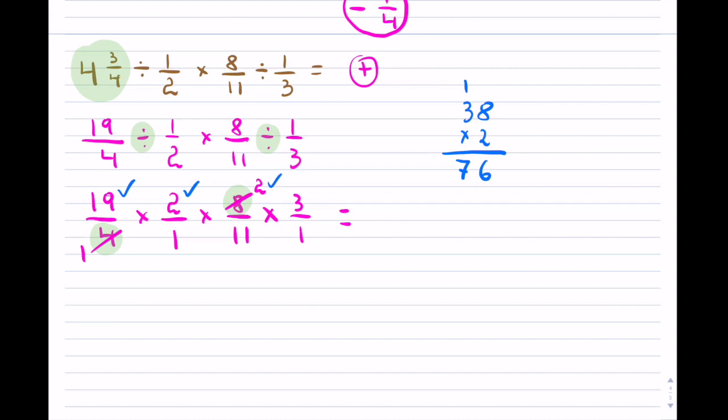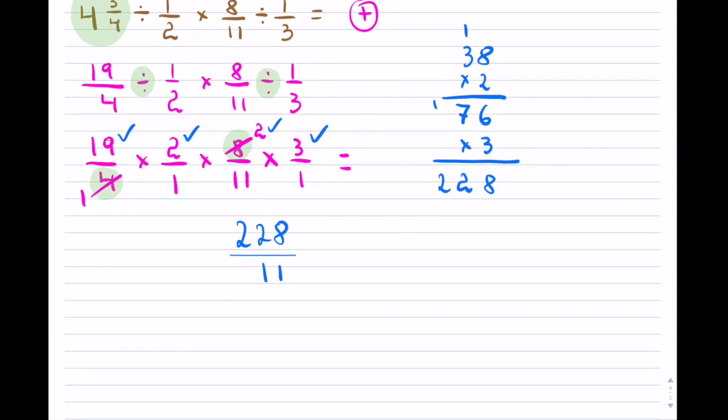And now finally, I have to multiply by 3. So 3 times 6 is 18, carry 1. 3 times 7 is 21, plus the 1 is 22. So my answer is 228 all over 11. So now this becomes, of course, positive. And if you like, you can change this to a mixed number. Sometimes you have to do that.